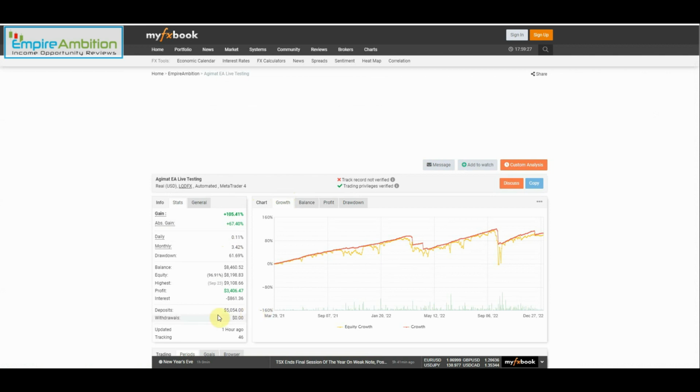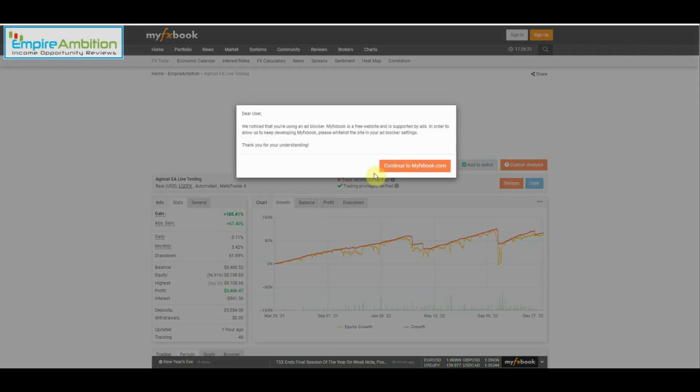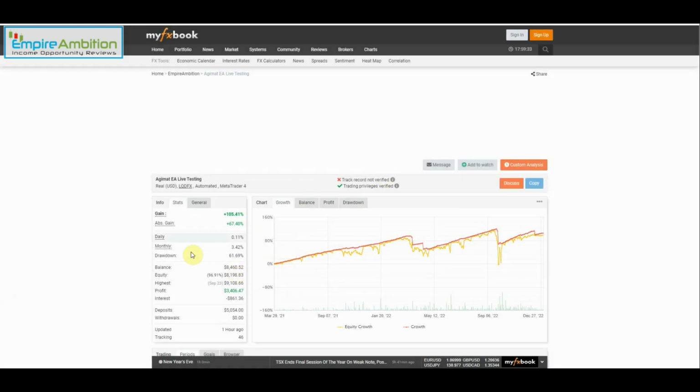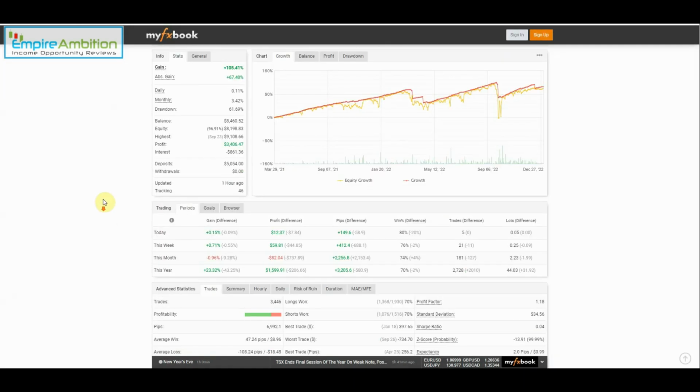67.4% on my $5,000 deposit, and the balance right now is $8,460. We'll take a look at that in further detail as we get into the VPS, but we can see here this week we made 0.71% or $59.81. Honestly, I'm actually pleased with that just because of the time period that we're trading in.